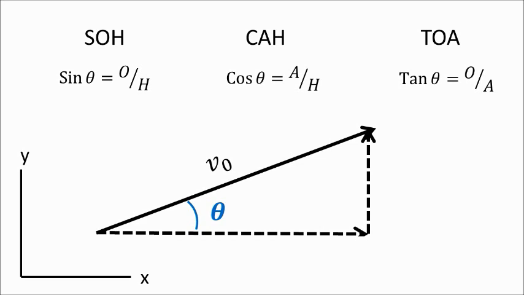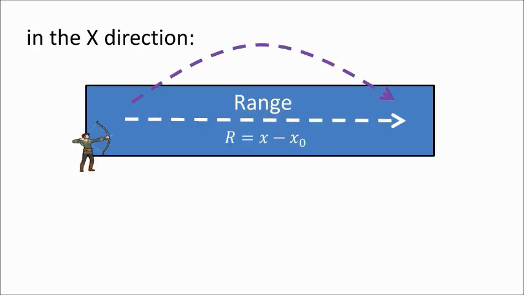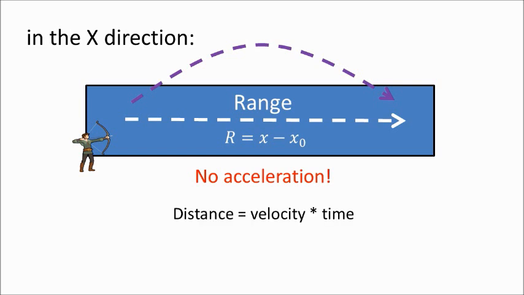So for the initial velocity, I can break it up into x and y by multiplying the initial velocity by cosine of theta and sine of theta, respectively. In x, we're going to talk about something called the range. The range is just the distance that the arrow travels in the x direction. The thing to keep in mind is that there's no acceleration, so there's a constant velocity, and that distance is just that velocity times time. So the range is the initial velocity times the time of flight. Or using theta, the range is the initial velocity times cosine of theta times t.